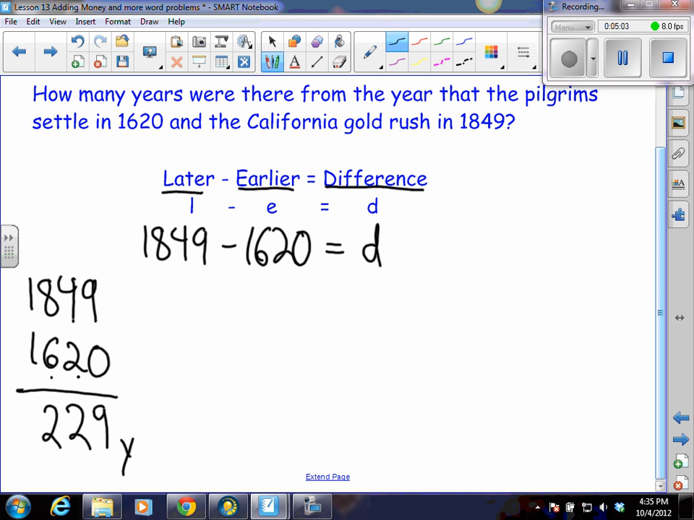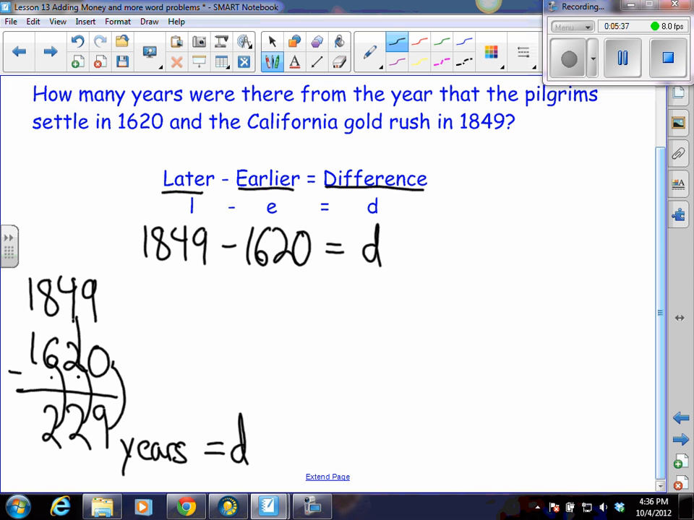years is what our difference is. And of course we can check our work once again by just reversing this from a subtraction problem into an addition problem, going backwards. So 9 plus 0 gives us 9, 2 plus 2 gives us 4, and 2 plus 6 gives us 8, and then of course this one gives us 1849. And so we've worked this through and we have our new formula.